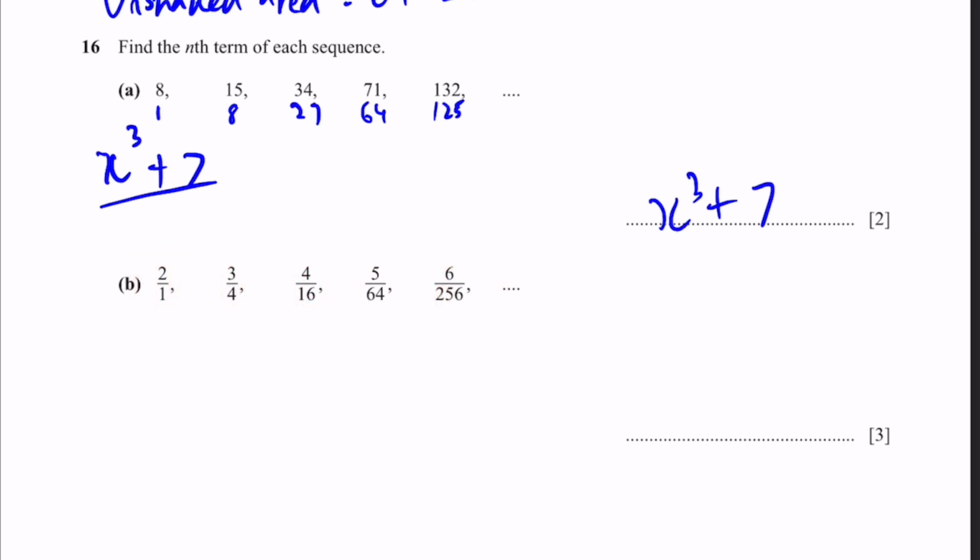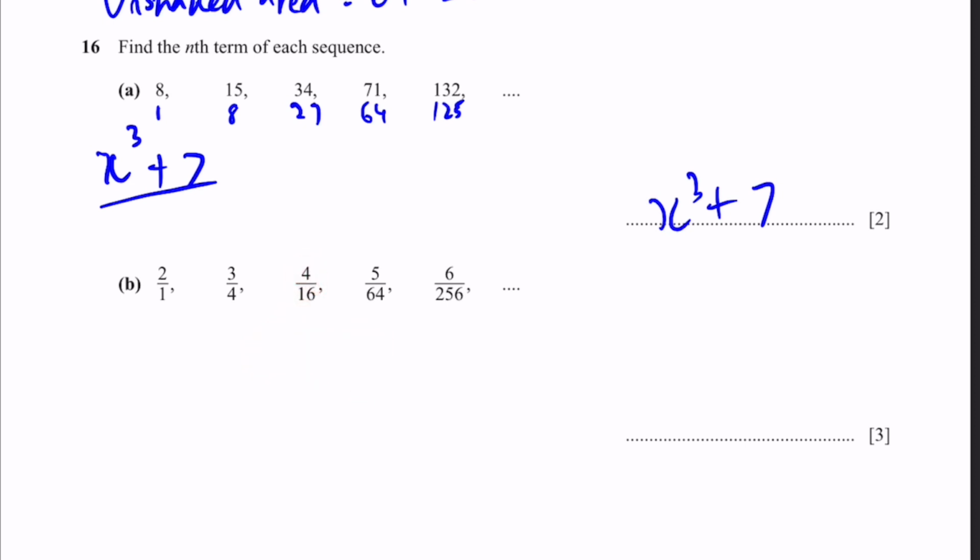B, 2 by 1, 3 by 4, 4 by 16, 5 by 64, 6 by 256. So we can separate this into a sequence of the numerator and a sequence of the denominator. So when n is equal to 1, the numerator is 2, denominator is 1. N equals 2, numerator is 3, denominator is 4. N equals 3, numerator is 4, denominator is 16. We can take it like that.